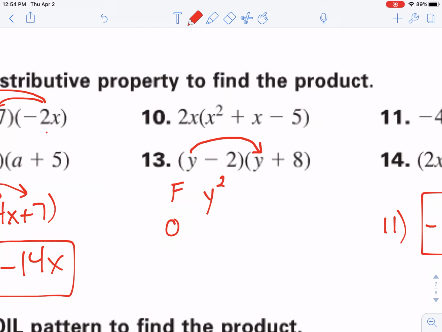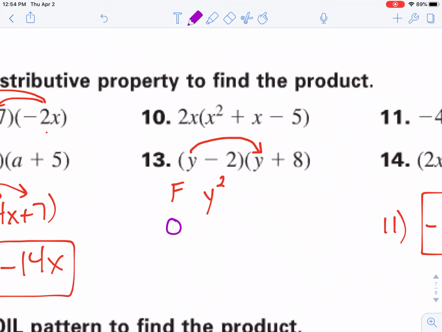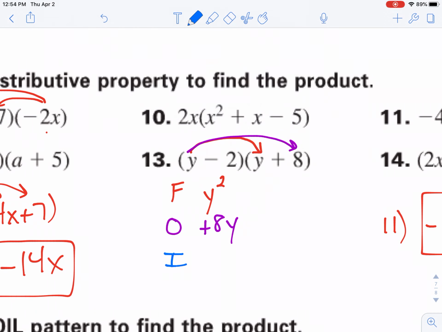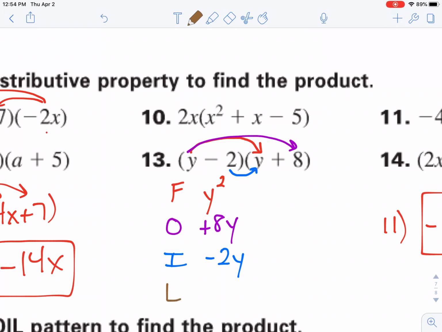The outers, let's do in a different color. Let's do in purple. The outers are the y times the 8, because they're on the outside. They're the outermost things that you see. That's going to be positive 8y. The inners are the innermost things. Negative 2 times y is negative 2y. And then the lasts are the things at the edges or the ends. So negative 2 times positive 8 is negative 16.